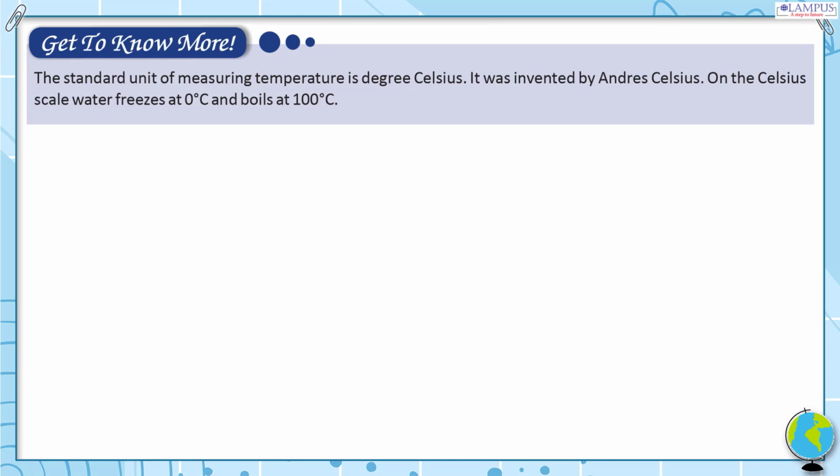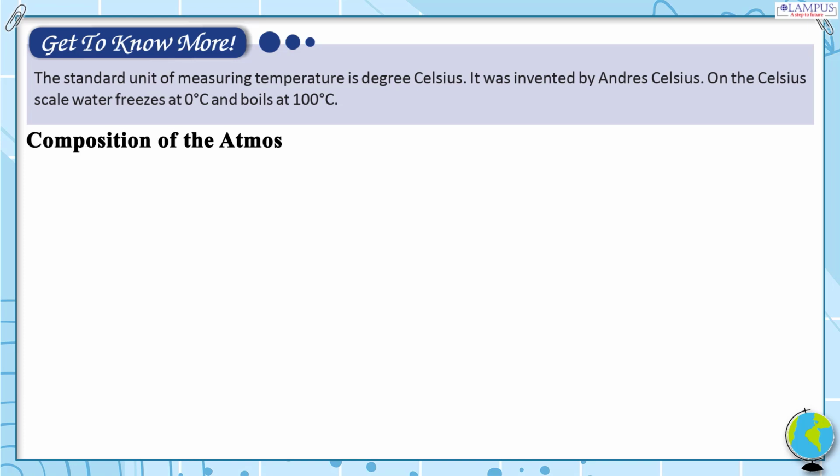Get to know more. The standard unit of measuring temperature is degrees Celsius. It was invented by Andreas Celsius. On the Celsius scale, water freezes at 0 degrees Celsius and boils at 100 degrees Celsius.